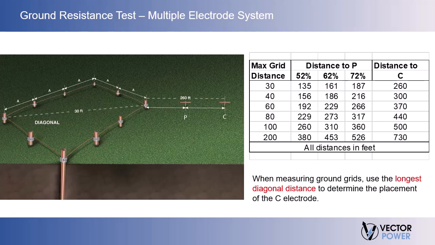We've been discussing the testing of a single ground rod up until this point. How should we establish the placement of the current inject C probe when dealing with a multiple electrode system? When measuring ground grids, we would use the longest diagonal distance to determine the placement of the C electrode. In our example, we show a 30-foot diagonal. Based on our table, we should place the C probe 260 feet from the ground grid.